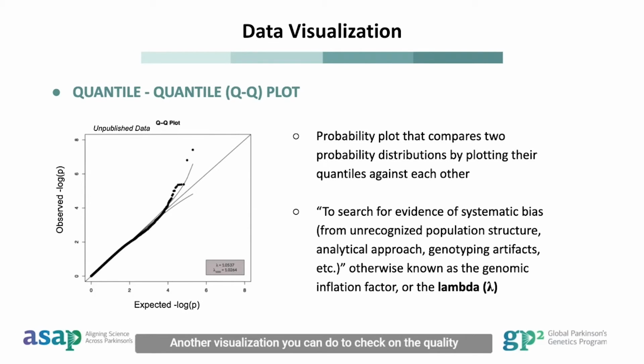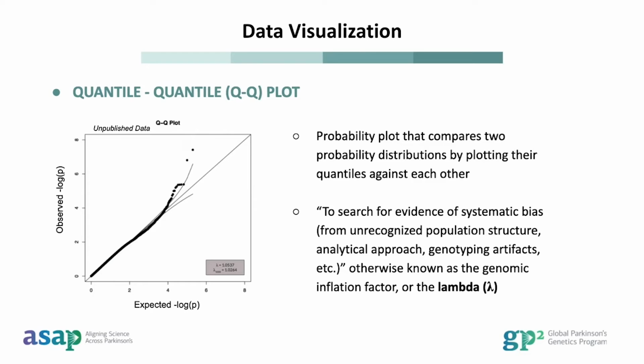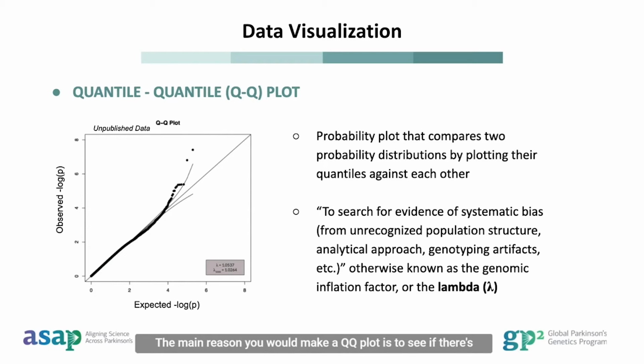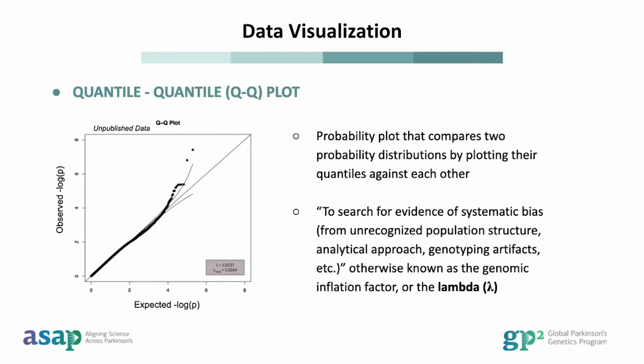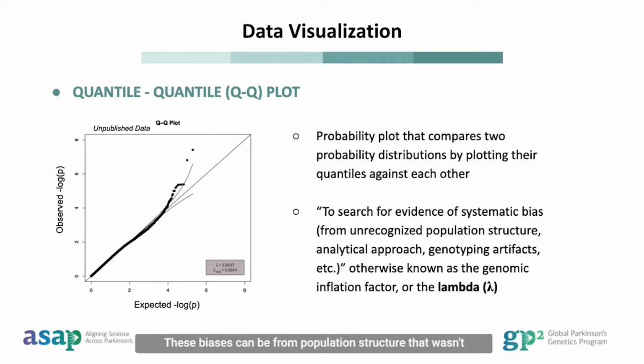Another visualization you can do to check on the quality of your data is a quantile-quantile plot, more commonly known as a QQ plot. Without going into the specifics of the statistics, a QQ plot is simply a probability plot that compares an ideal to an observed. The main reason you would make a QQ plot is to see if there's any systemic biases in your data that would explain why the observed data doesn't match up to the ideal. These biases can be from population structure that wasn't accounted for to genotyping artifacts early on in the process and are known as the genomic inflation factor or the lambda.